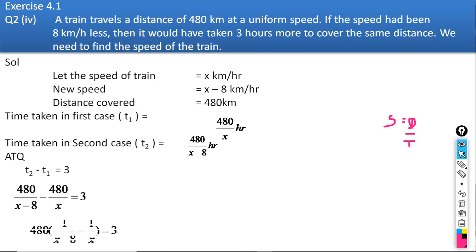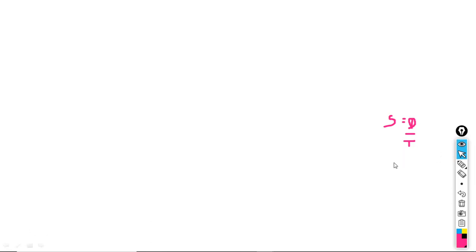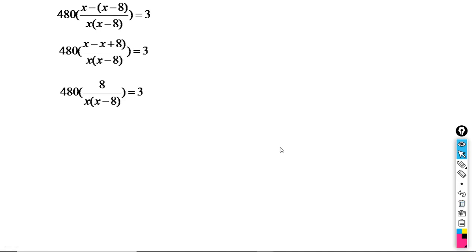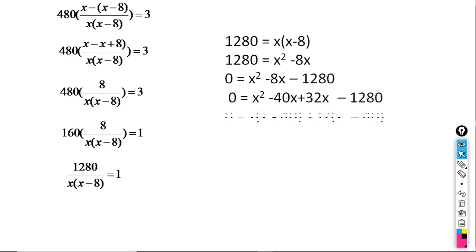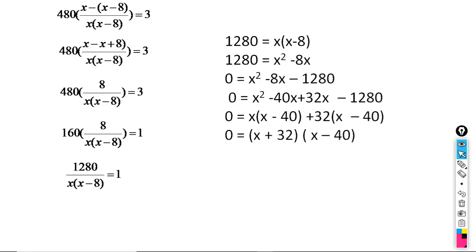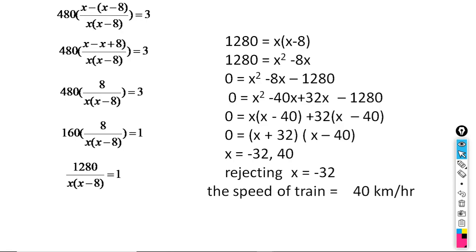We'll substitute the values. After substituting, we'll frame a quadratic equation by taking 480 common and solving it completely. Here 3 and 480 cancel with this 160 times, and by simplifying this you get a quadratic equation: 1280 is equal to x into x minus 8, which is x square minus 8x minus 1280 equals 0. Finding the factors, the value of x is minus 32 and 40. So we are rejecting minus 32, and the speed of the train would be 40 km per hour.